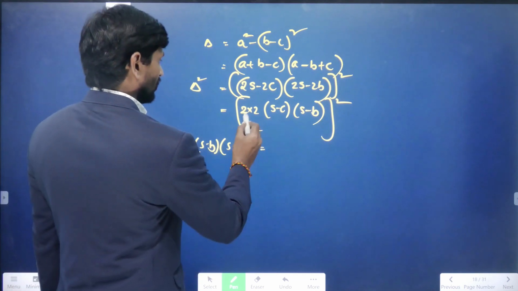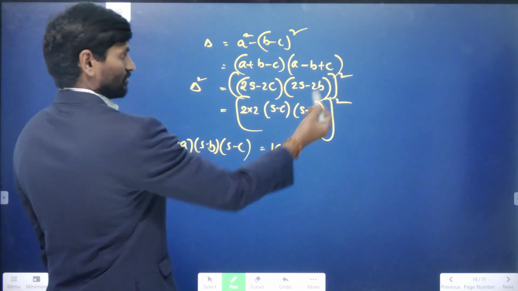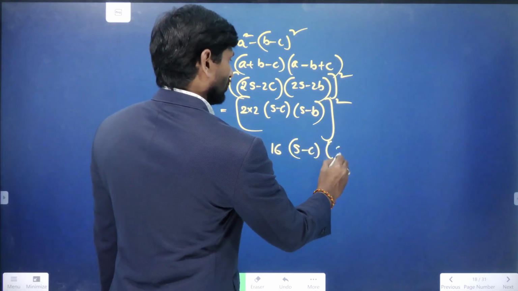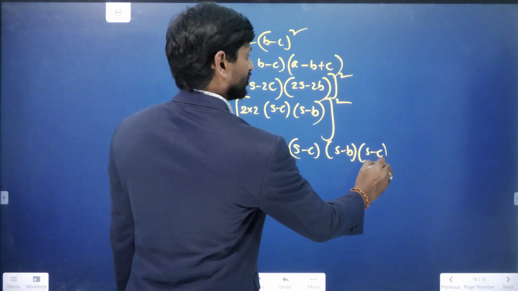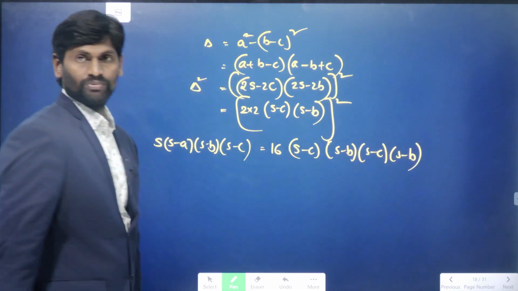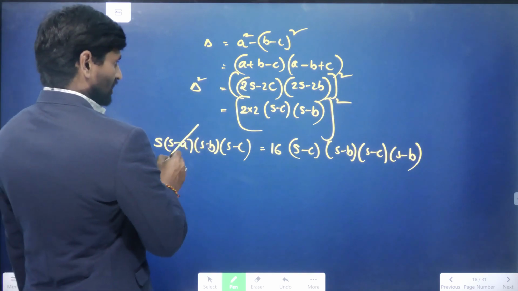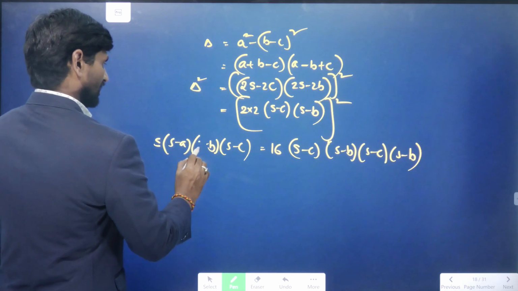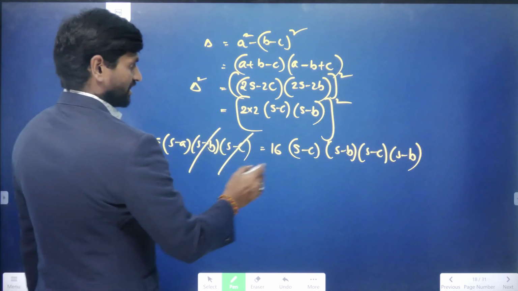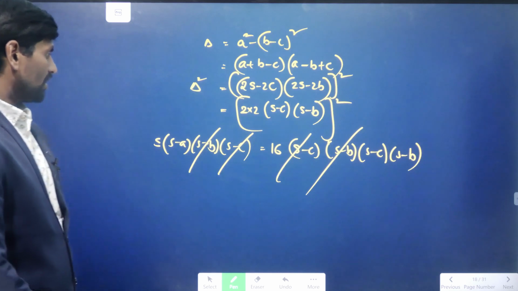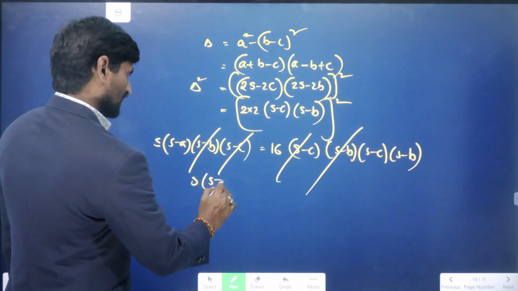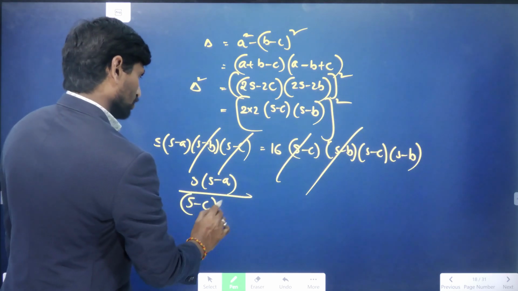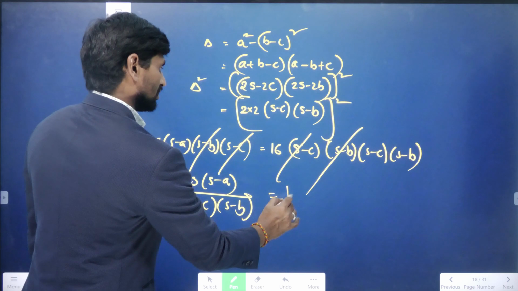Now 2 square is 4, and 4 into 4 square is 16. Now this will be (s minus c) into (s minus b), again (s minus c) into (s minus b). Squaring means two times they should be multiplied. Now s minus a here, s minus b and s minus b, s minus c cancel. What is remaining? s into (s minus a). Now these two I am bringing to this side: (s minus c) into (s minus b) is equal to 16.